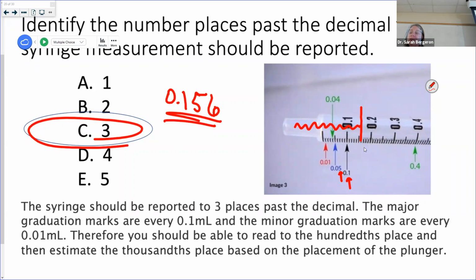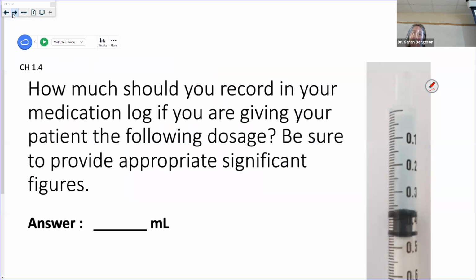Because it's not 1/6. It's not right on the line. It's actually in between the 0.05 and the 0.06, because it's right in between the two. So that's my estimation. So these two are known, and then this one is my estimate. You will always have one estimate. Yeah? Okay, let's try another one.